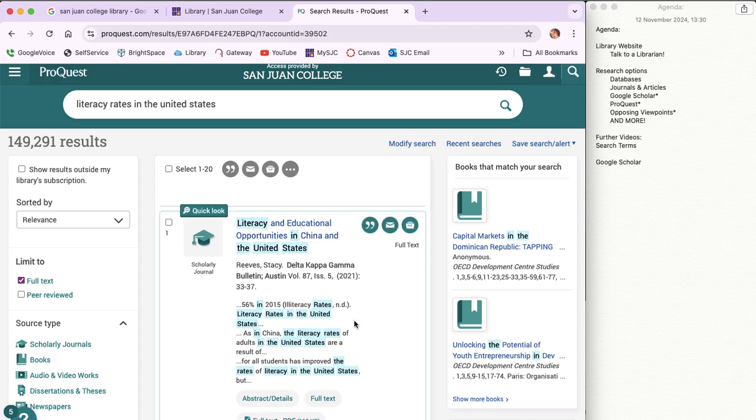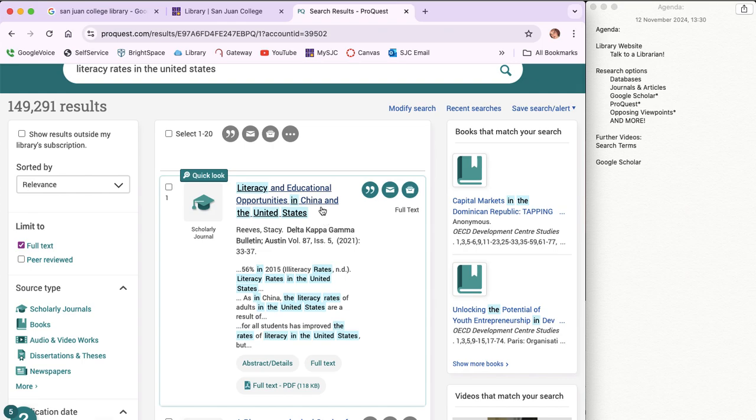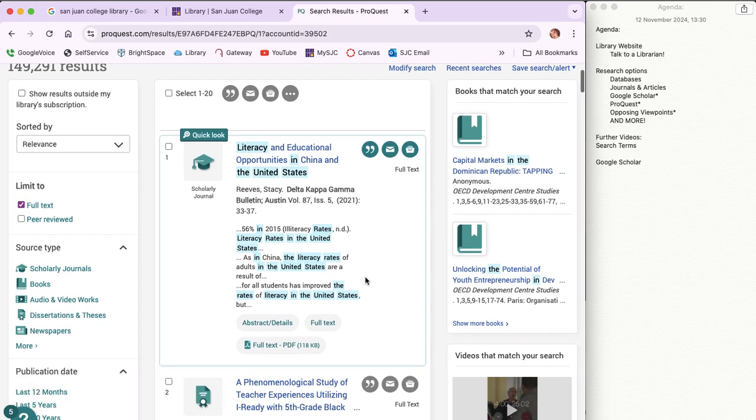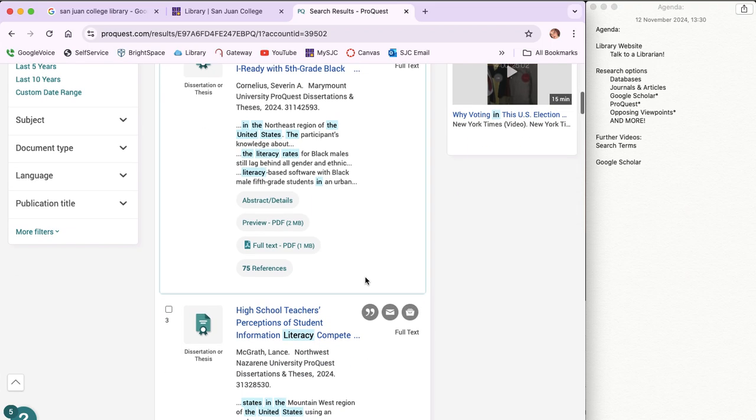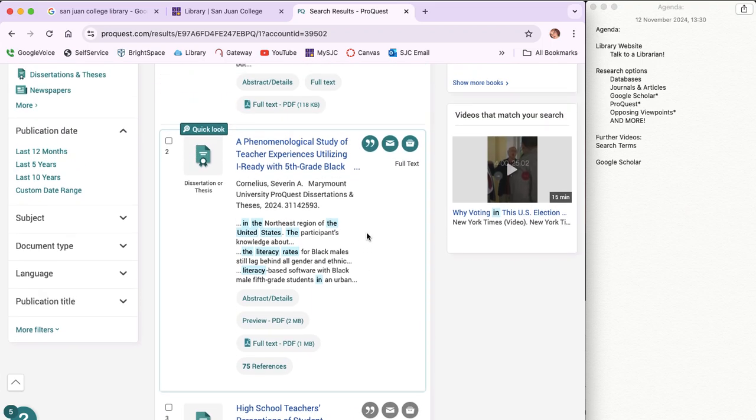So based on this, it could be something, but it says literacy and educational opportunities in China and the United States. And I wanted to look at the United States, so I'm going to bypass it. So as you can tell, I'm already starting to be like, oh, is this really working for me? So for instance, this one says a phenomenological study. Yes, I said that word, phenomenological. Study of teacher experiences utilizing iReady with 5th grade, and then it keeps going.